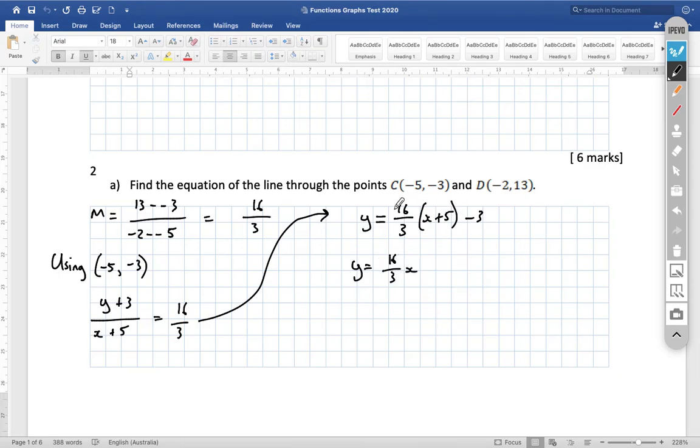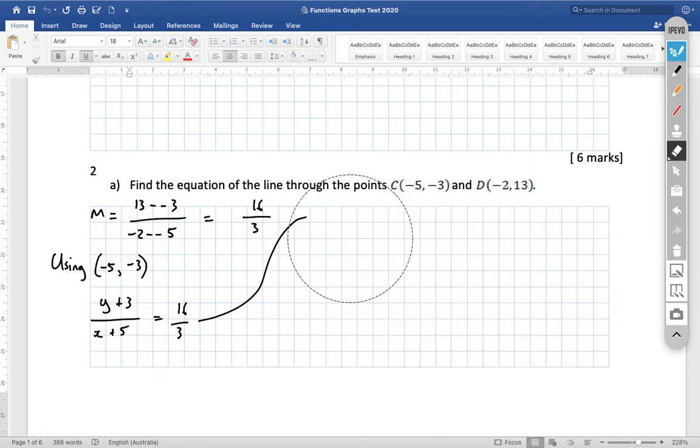Now what have we got here? 5 16s are 80. 80 on 3 minus 9 on 3 gives quite a large number. Anyway, 71 on 3. So y equals 16 on 3x plus, which should have been there, sorry, plus 71 on 3.